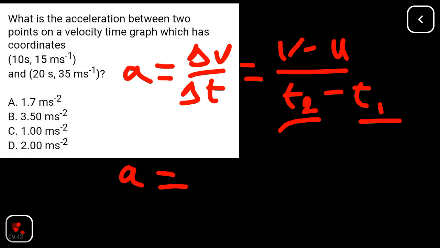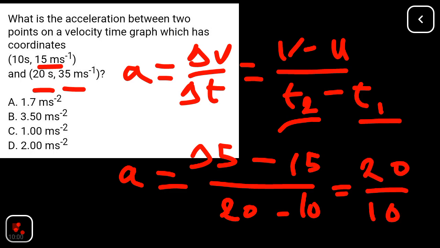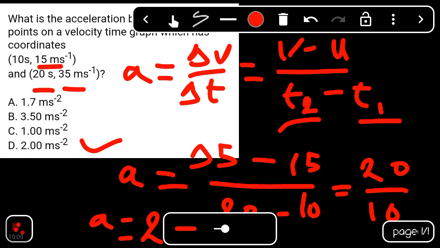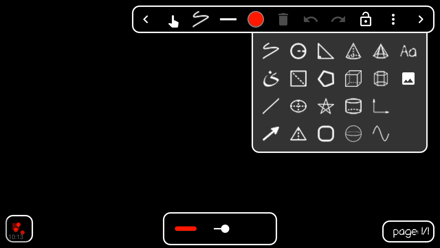So without waste of time, the final velocity is actually 35. The initial velocity was 15. The final time is 20, and the initial time is 10. So you're left with 20 divided by 10, which is just equal to 2. So acceleration is 2 meters per second squared. That makes option D correct. So this question is actually very simple. Without waste of time, let's go to the next question.